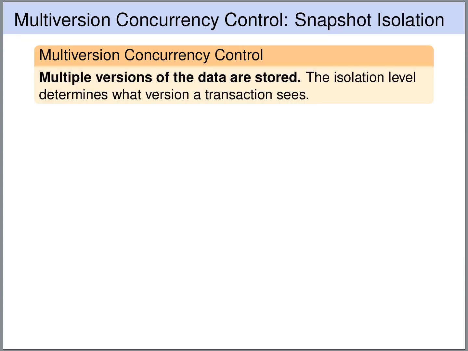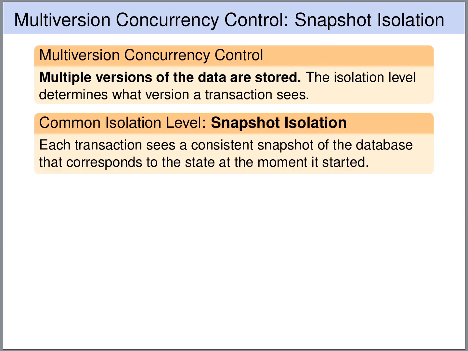The idea of multi-version concurrency control is to keep multiple versions of the data. Which version of the data a particular transaction sees depends on the chosen isolation level. The most popular isolation level for multi-version concurrency control is snapshot isolation. In snapshot isolation, each transaction sees a consistent snapshot of the database, namely the snapshot at the moment of time when the transaction has been started.